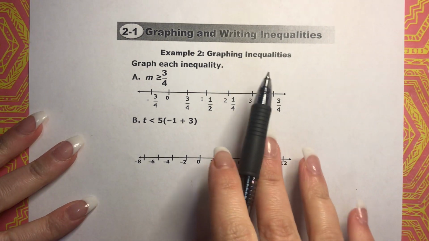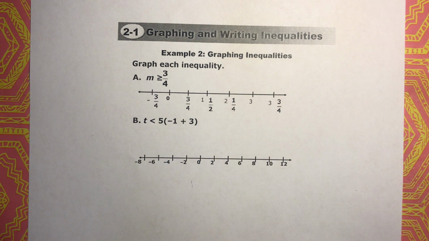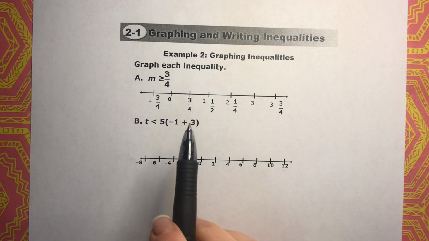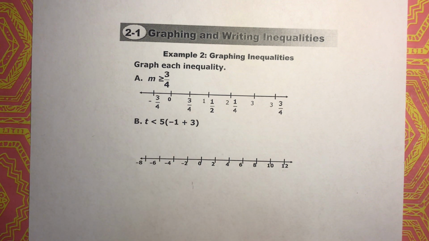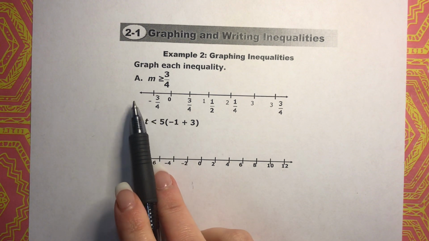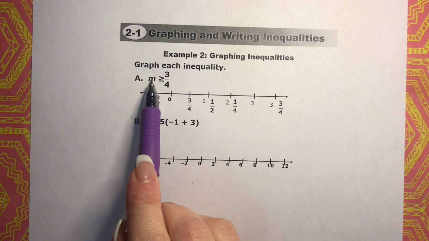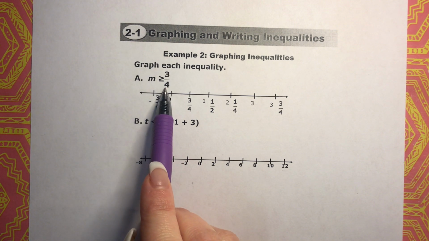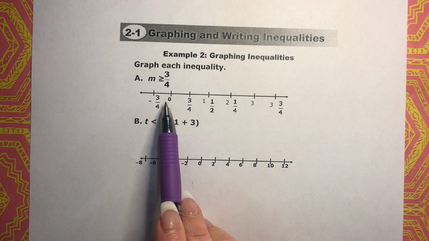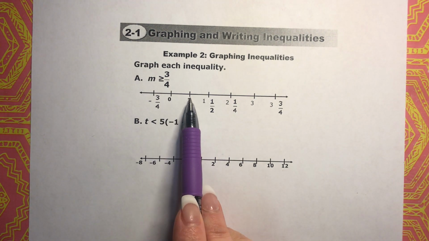So it says, example 2 is graphing inequalities, so we're just supposed to graph each inequality. We have a number line already here, which is really nice. And so we have, this would be all real numbers greater than or equal to 3/4. So since we have a fraction, these are actually in 3/4.